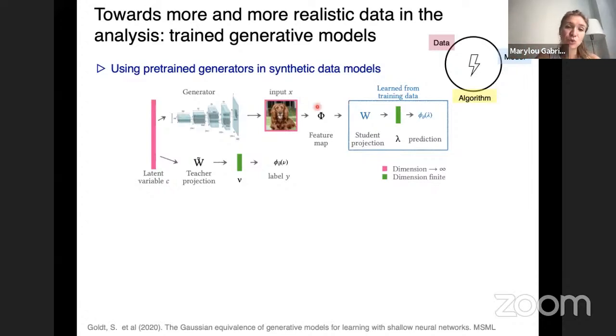And then putting a synthetic teacher on it, we are able to learn on either directly those inputs or some feature maps that can be random, like in the random feature model, or that can be learned. We are able to analyze the learning of a student on this data. So here, the Gaussian equivalence principle that I mentioned is crucial.